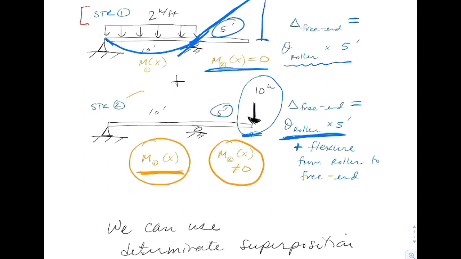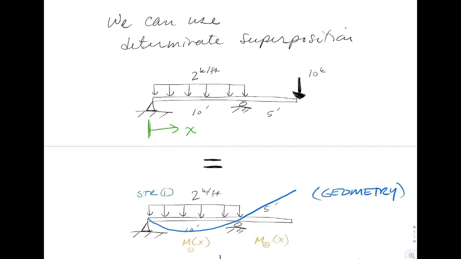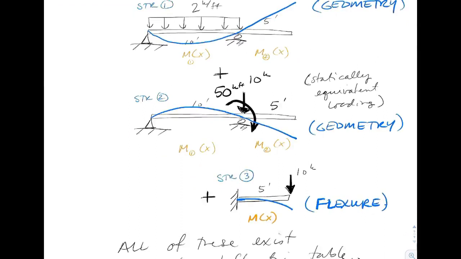We can start to make even more sense of this by drawing a deflected shape for our beam. And that's what the deflection is going to look like from this cantilever with a point load at the end. The way that we're going to break this up is we're going to use the slope right there, and if we extend it out, we get a value right there: theta at the roller times 5 feet plus flexure. And so this is how we use superposition to help us with this structure.